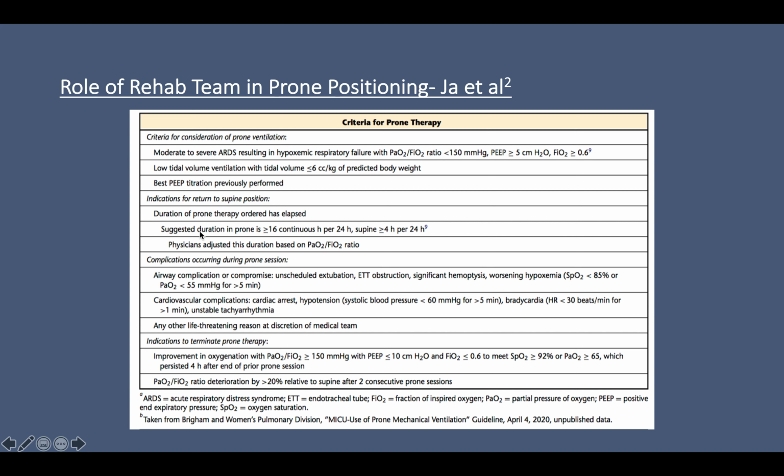One of the main things that I took away from this study is that suggested time in prone was greater than or equal to 16 hours per 24 hours. That just indicates how important getting into the prone position really is.